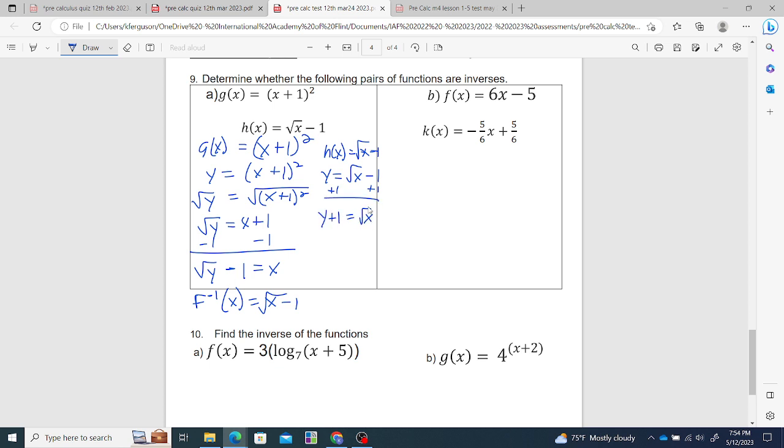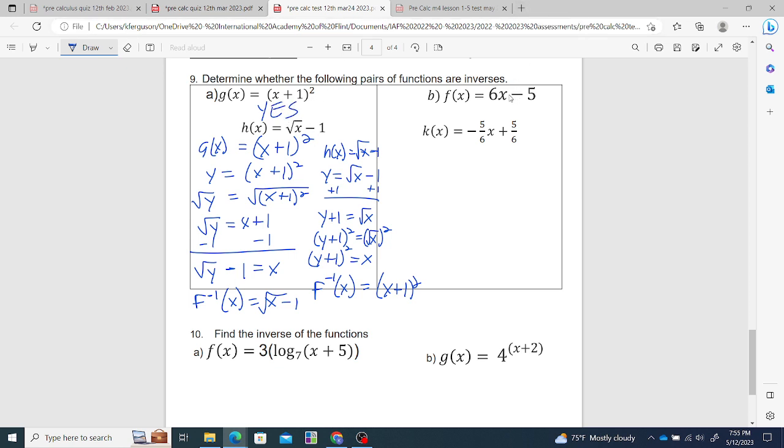I want x. So how do I get rid of the square root? By squaring both sides. So I'm going to square both sides. So when I square both sides, the square cancels off the square root, and I'm just going to have x equals y plus 1 to the second power, and then I change back to function notation. F of the inverse of x equals x plus 1 squared, which, yep, so these are inverses. If I take the inverse, I get the other one.